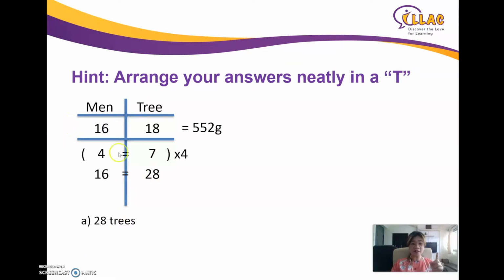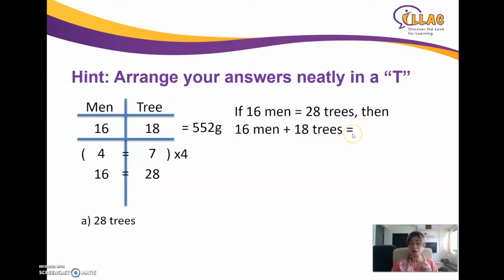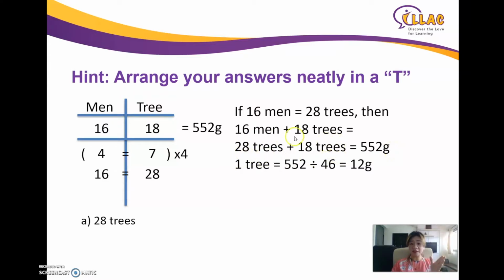Now we need to find the flour for 1 man and 1 tree together. How do we get there? Very simple. If 16 men is equal to 28 trees, then you replace the 16 men with 28 trees. The question already guided you: in part A, they told you 16 men equals 28 trees. So you get 28 trees plus 18 trees, which is 552. Altogether 46 trees. 1 tree will be 552 divided by 46, which gives you 12 grams.